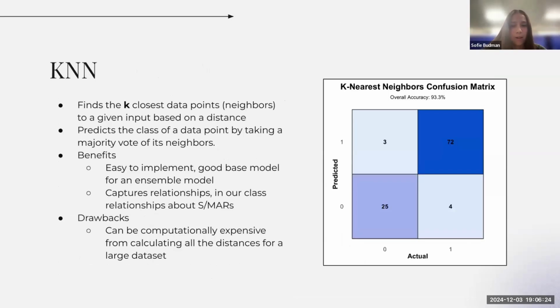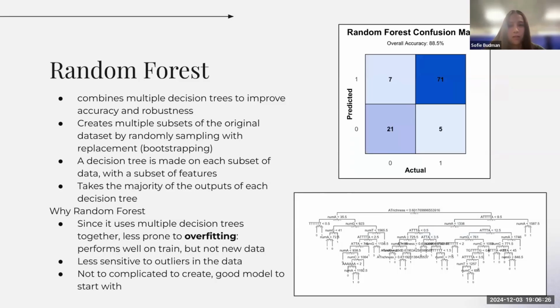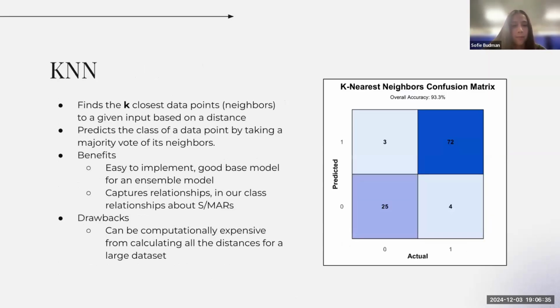And then the upper right shows the confusion matrix for our model, and that showed that we had an 88.5% accuracy rate on the test data.